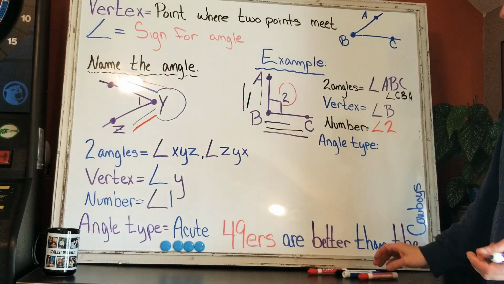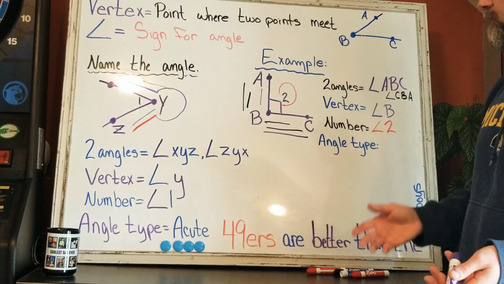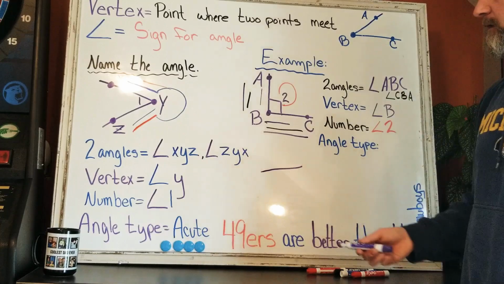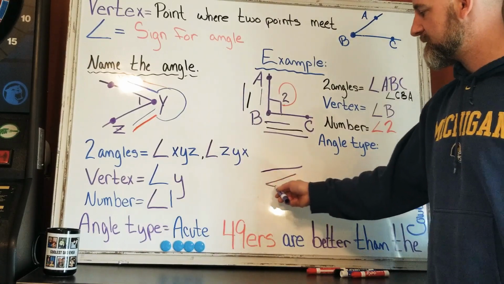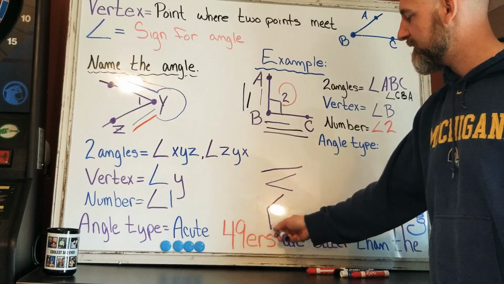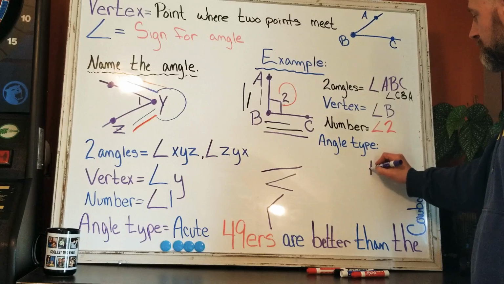What type of angle is this? Is this an obtuse, acute, right, straight? Well, it's definitely not a straight, right? If we had a straight, it would go this way. An acute, less than 90. And obtuse would be more than 90. So we're left with a right angle.